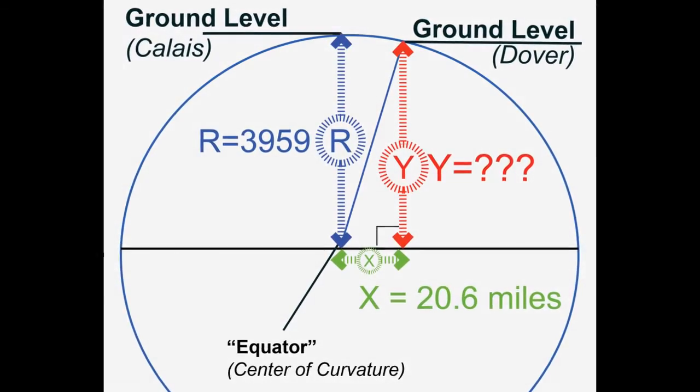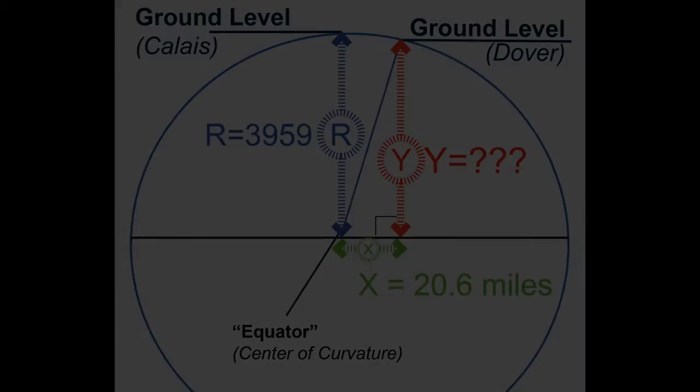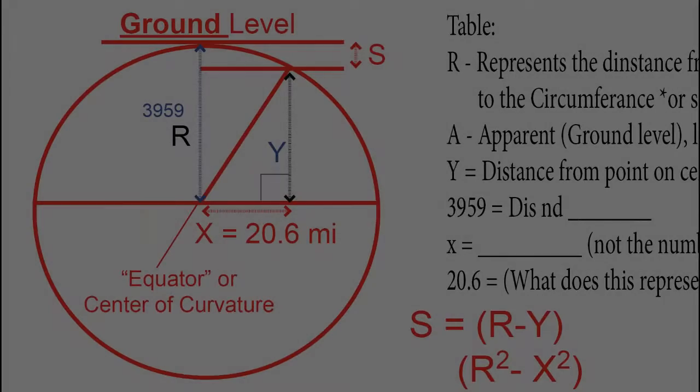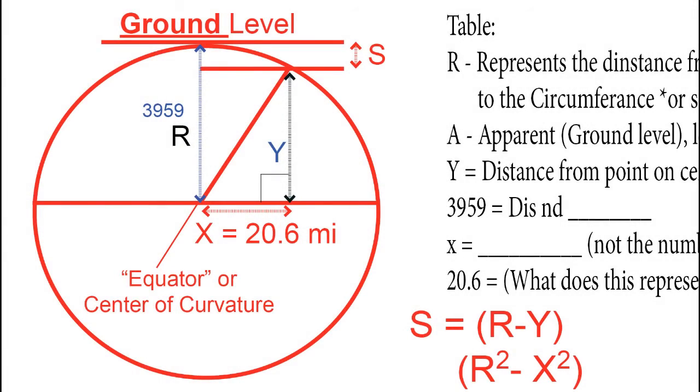Okay, so at any rate, here's the equation. S is going to be the disparity or difference between lines Y and lines R. Now the line R is a known distance. It's the quote radius of the spherical Earth, which is 3,959 miles.